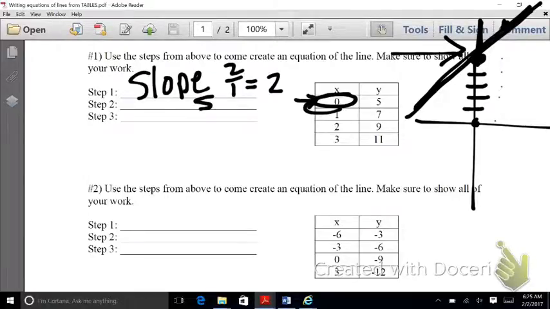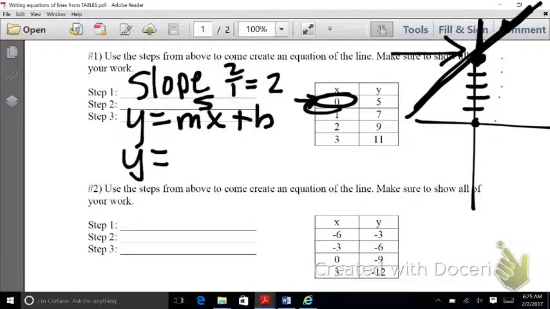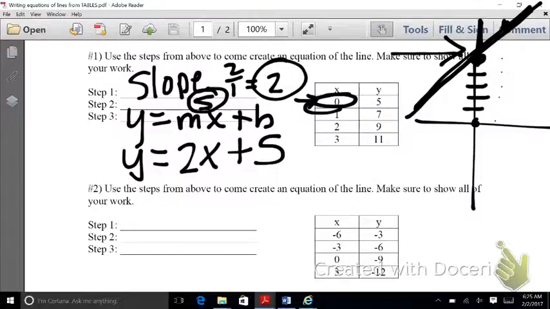So step 3 is just to make the equation. So y equals mx plus b. I'm going to substitute that slope of 2 in for the slope, so it's 2x. I'm going to substitute that 5 in for b. So my equation is y equals 2x plus 5.